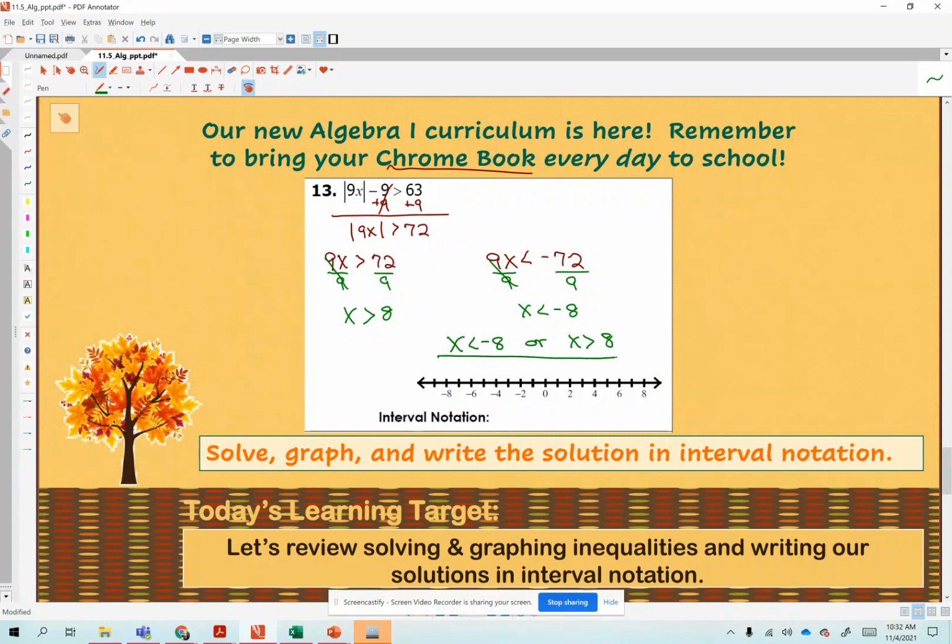So let's go ahead and graph that on our number line. With an open circle, graph to the left on -8, an open circle, graph to the right on +8, and then our interval notation will be all parentheses. And that's it. And on to our last problem.